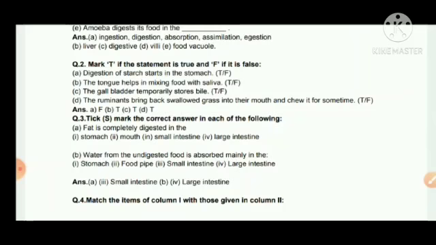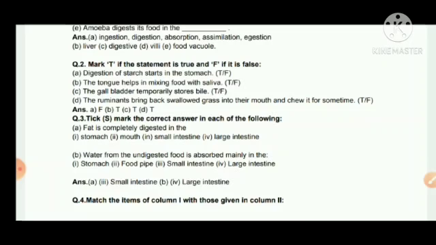And the last one we have, the ruminants bring back swallowed grass into their mouth and chew it for some time. All the ruminants bring back swallowed grass into their mouth for some time and then chew it again, and this process is called rumination. So the statement is true.